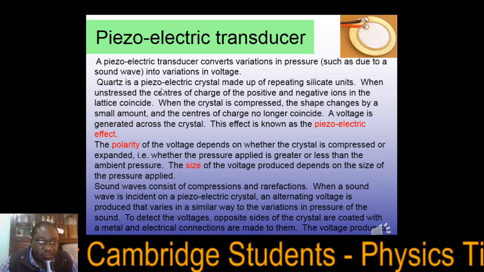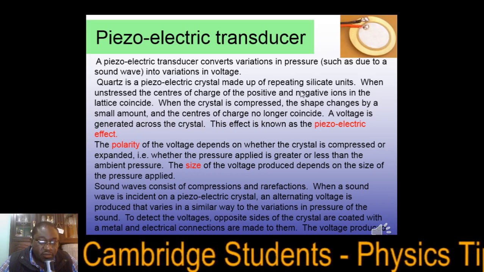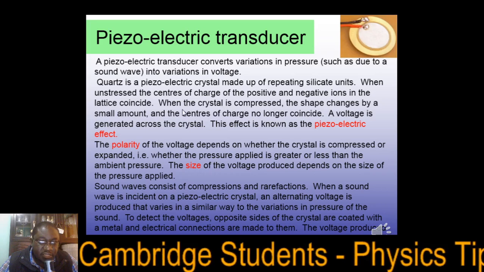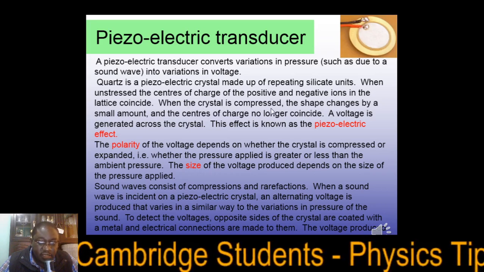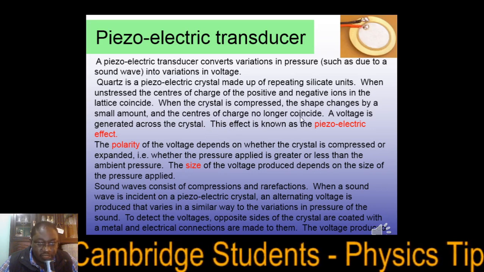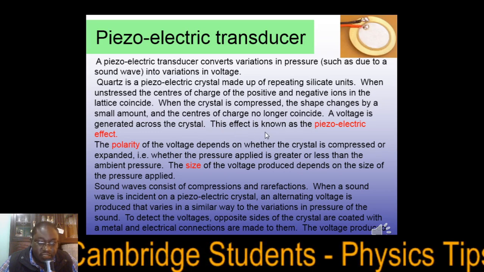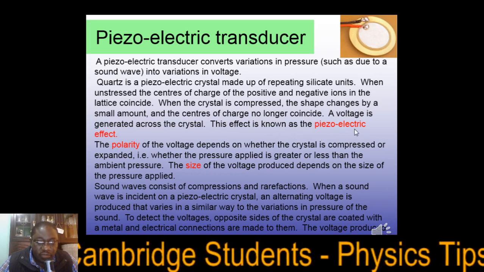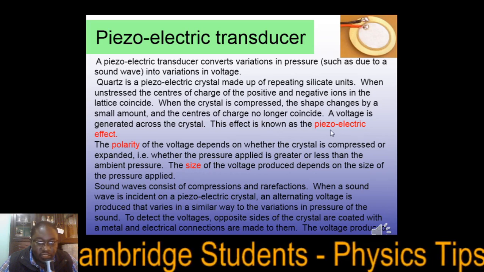Quartz is a piezoelectric crystal made up of repeating silicate units. When unstressed, the centers of charge of the positive and negative ions in the lattice coincide. When the crystal is, however, compressed, the shape changes by a small amount and the centers of charge no longer coincide. A voltage is then generated across the crystal. This effect is known as the piezoelectric effect. We will talk about the piezoelectric effect when we will be looking at ultrasound.